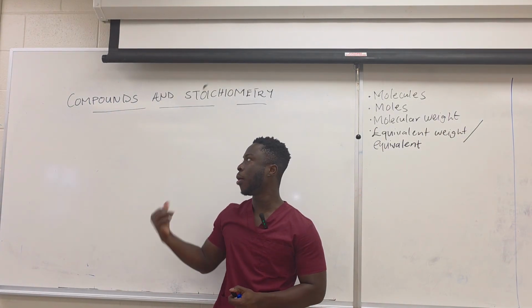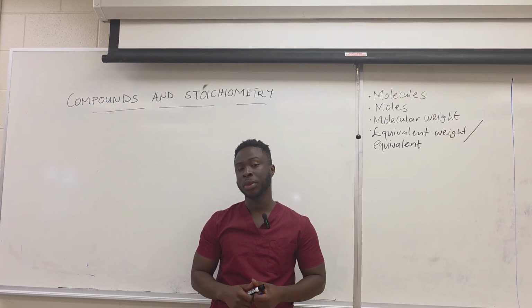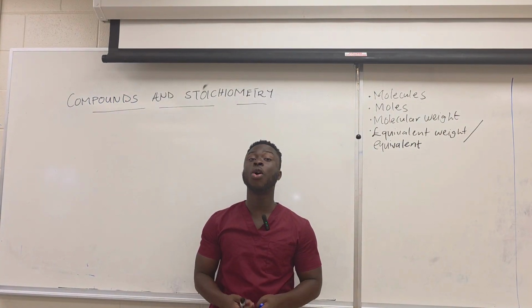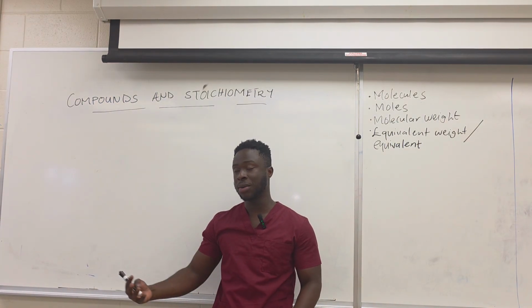Today, we're going to do compounds and stoichiometry, chapter 4 of the MCAT chemistry review. About 7% of all questions that you're going to have on general chemistry will come from this chapter.